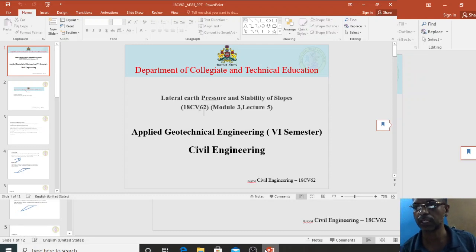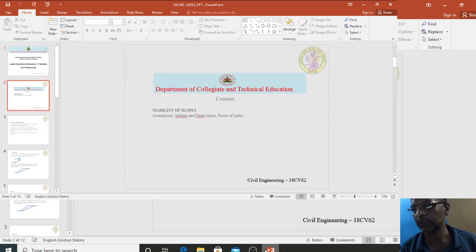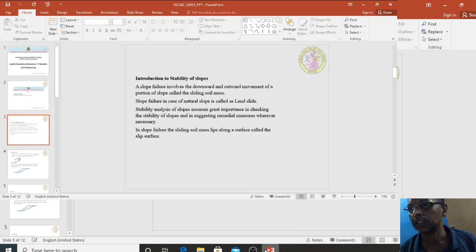Today I am discussing Applied Geotechnical Engineering 18CV62 for 6th semester students, with respect to Module 3, Lecture Class 5. Today we are discussing the assumptions, infinite and finite slope, and factor of safety. So, introduction to stability of slope.